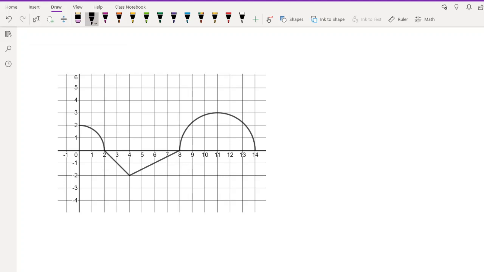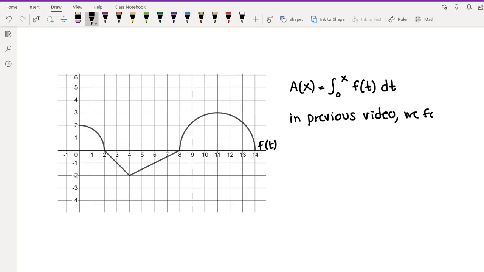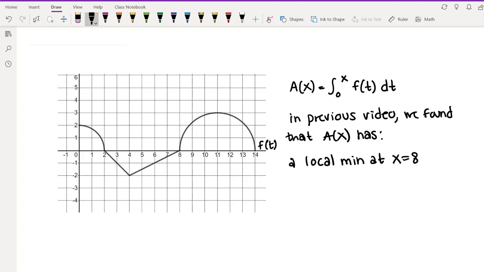So let me maybe write that stuff down. Let's call this function f of t. And we had the area function A of x is equal to the integral from 0 to x of f of t dt. And in the last video, we found that A of x has a local min at x equals 8 and a local max at x equals 2.